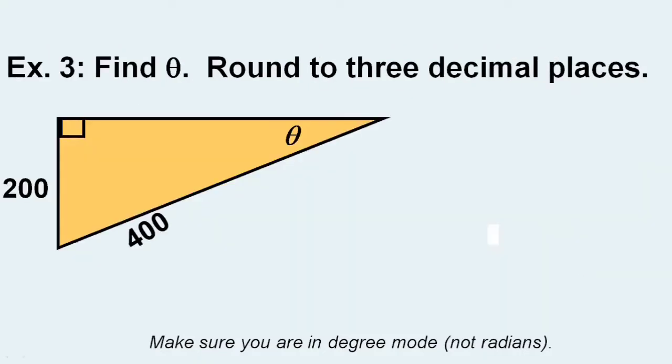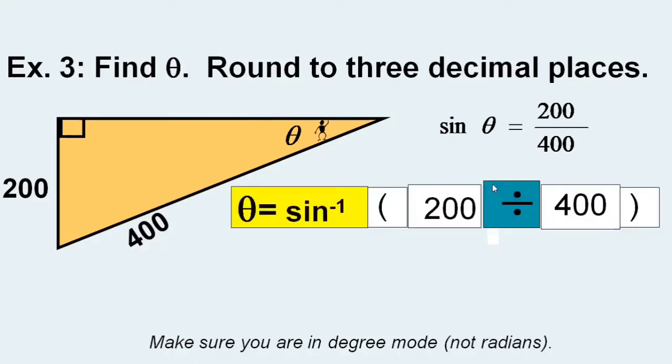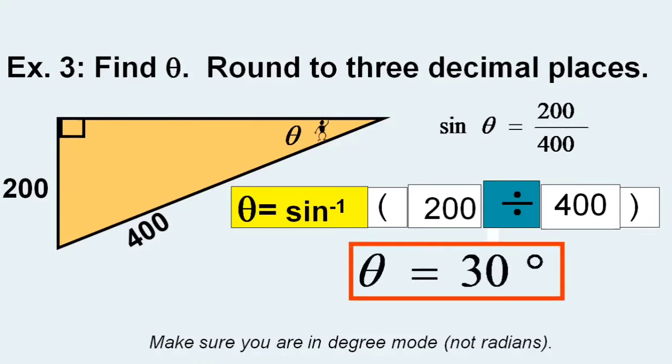Now another one. This time we're going to find theta. And so the given that we have there is our opposite and our hypotenuse, so we could use sine theta. So sine theta is equal to the opposite, which is 200, divided by the hypotenuse, which is 400. So applying your arc sine, theta is equal to arc sine of 200 divided by 400. So using your calculator, we have theta is equal to 30 degrees.